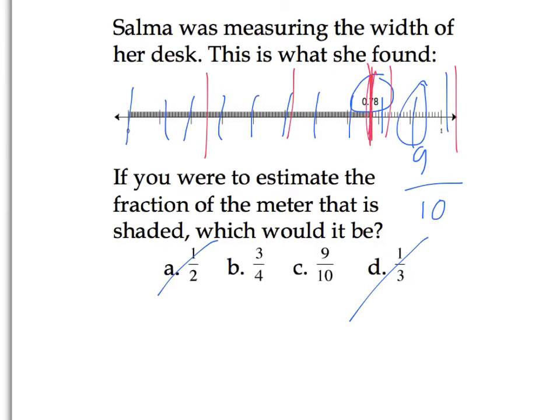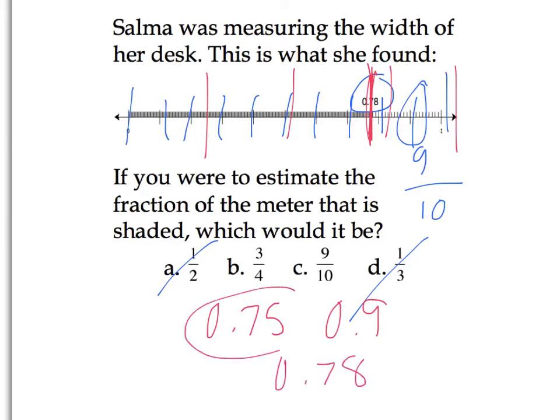But instead of just going by looks, we could actually take these and say 3/4 as a decimal is 75 hundredths, and 9/10 as a decimal is 90 hundredths, okay? And which one's closest to 78 hundredths? Well, it's definitely going to be our 3/4, so it should be letter B.